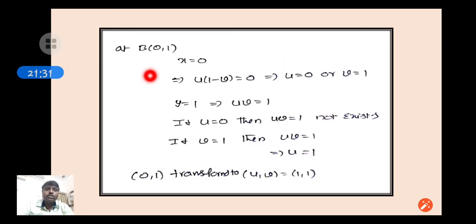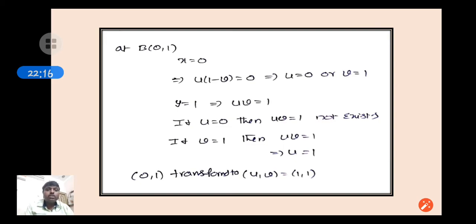Next one, at B, 0 comma 1, that means x equal to 0, that is u into 1 minus v is equal to 0, that implies u is equal to 0 or v is equal to 1. So the y coordinate is 1, y is equal to 1, implies uv is equal to 1. Now go through u is equal to 0. If u is equal to 0, then uv is equal to 1 does not exist. Why? Because u is 0, the product is 0. It does not exist. Now go through the second condition. If v is equal to 1, then automatically u is equal to 1. So our point 0 comma 1 is transformed to 1 comma 1.